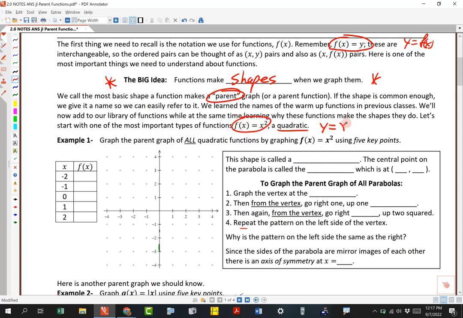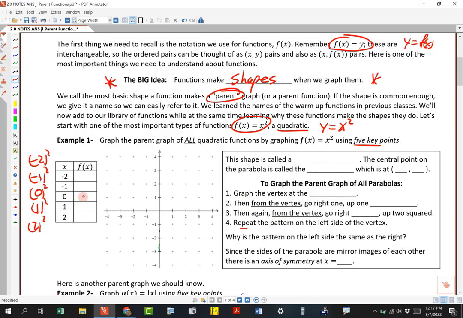If you wanted to, you could write y equals x squared, and we're going to do this by graphing 5 key points. So I've already picked the x's, so what we're going to do is we're going to plug each one of these into the function. So this is going to be a negative 2 squared, a negative 1 squared, a 0 squared, a 1 squared, and a 2 squared. So if we square each one of these, when you square a number, it's always going to turn out to be positive.